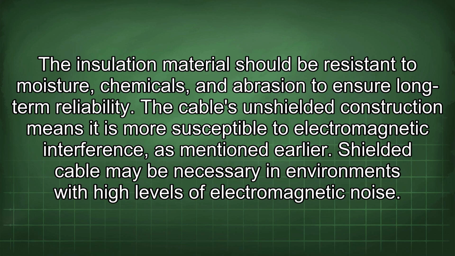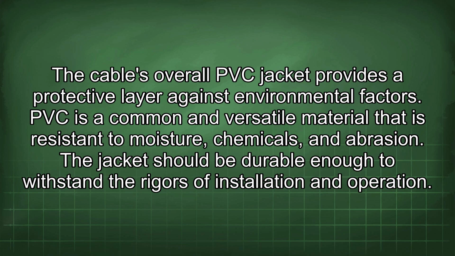The cable's unshielded construction means it is more susceptible to electromagnetic interference, as mentioned earlier. Shielded cable may be necessary in environments with high levels of electromagnetic noise. The cable's overall PVC jacket provides a protective layer against environmental factors. PVC is a common and versatile material that is resistant to moisture, chemicals, and abrasion. The jacket should be durable enough to withstand the rigors of installation and operation.